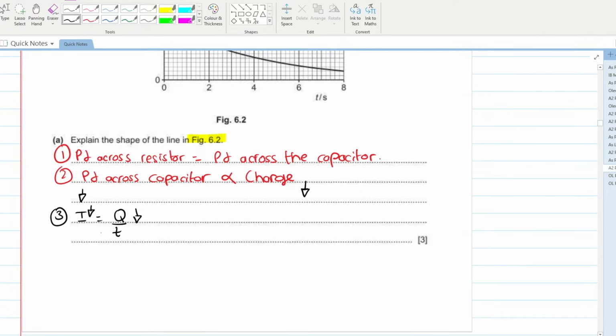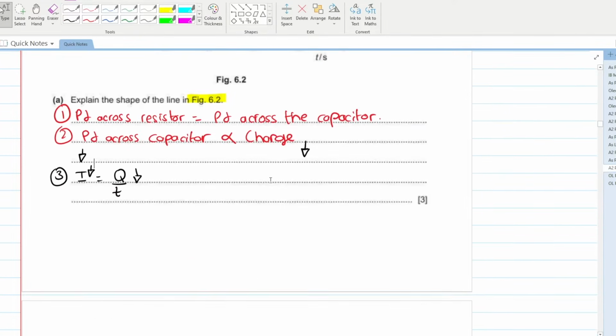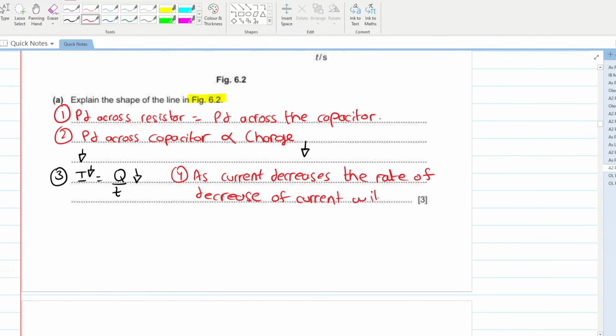This much we can see from the graph. Okay, the current is decreasing. Now the last point that you will write here: as current decreases, the rate of decrease of current will also decrease. The rate of decrease of current will also decrease.